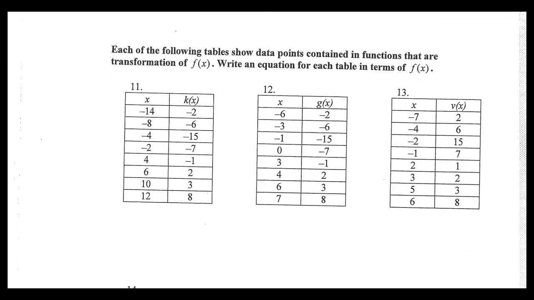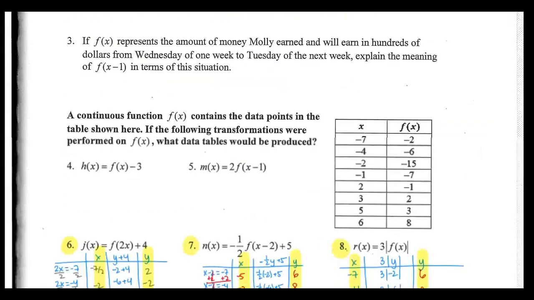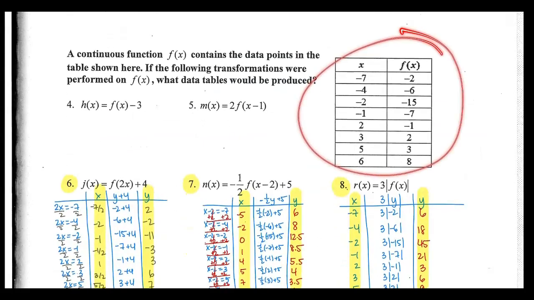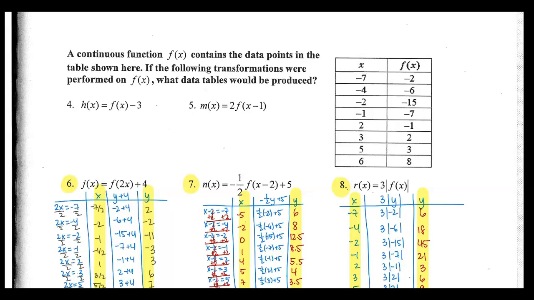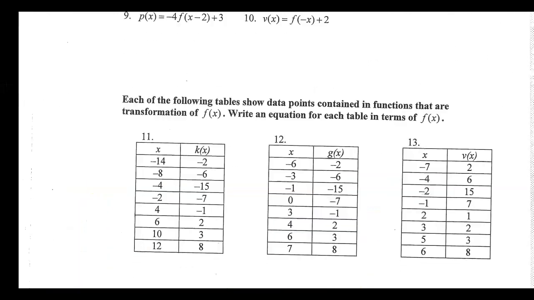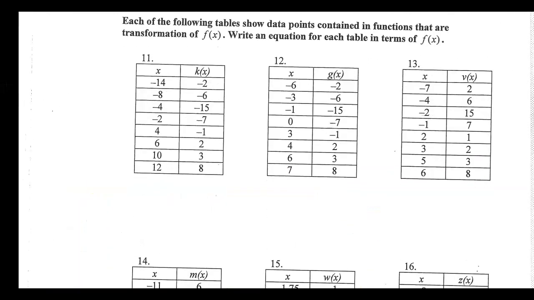So let's read the question. It says, each of the following tables show data points contained in functions that are transformations of f of x. Write the equation of each table in terms of f of x. So what it's pretty much saying is they've taken this table here and they've performed a transformation on it. That transformation is representative by all of the questions or tables that you see for questions 11 through 16.